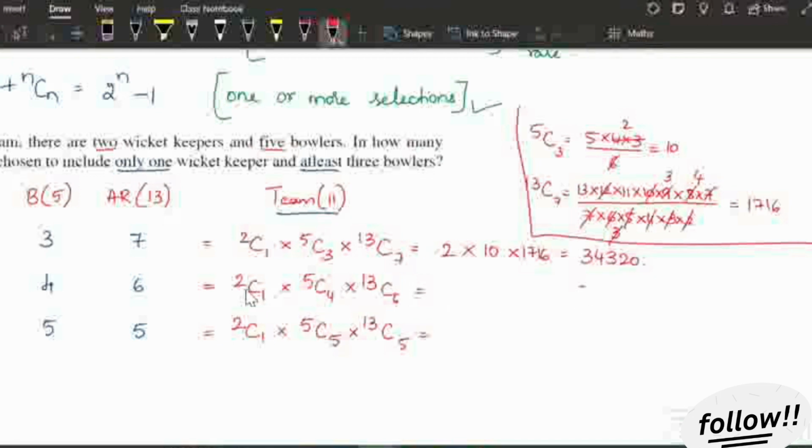Now the next line, 2C1 is 2, 5C4, R is 1 less than N, right? So you're going to get 5 here. 13C6 is same as 13C7 because 13 minus 6 is 7, which is same as this. Therefore, this is also 1716, which is equal to 1716 into 10 is 17160.